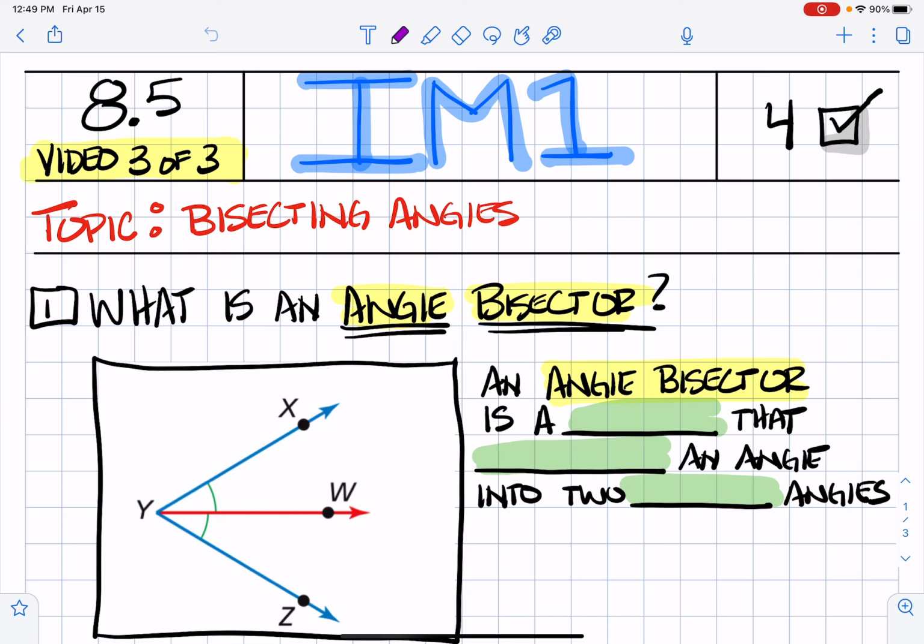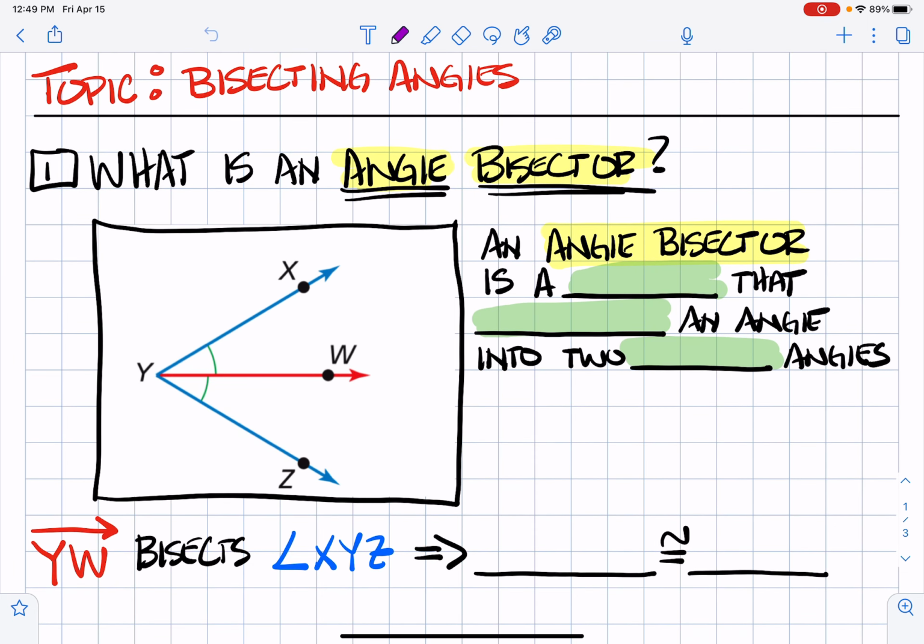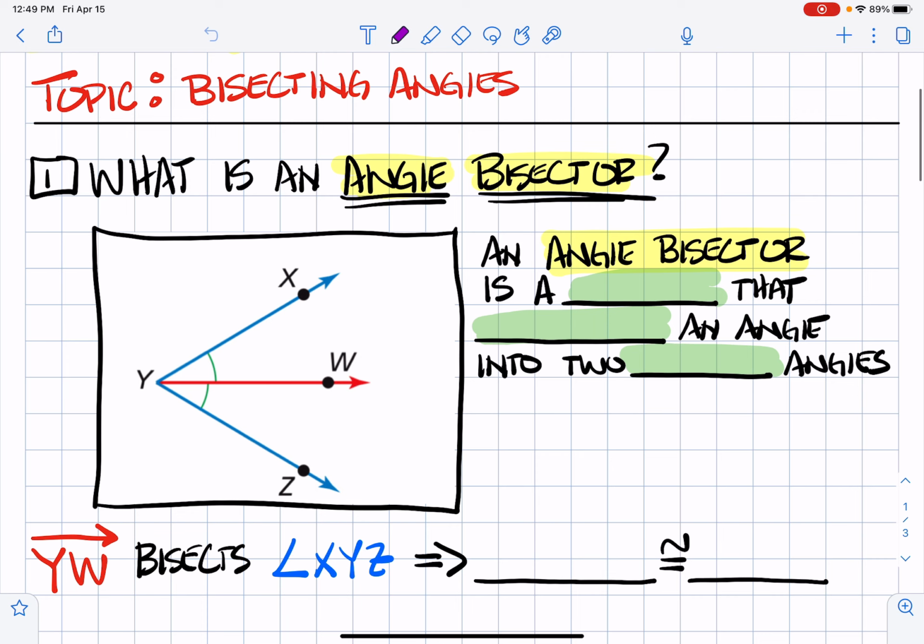There are 4 boxes for us to talk about, and the topic here is all about bisecting an angle, very, very similar to bisecting a segment, a line segment, same idea. So what is an angle bisector?